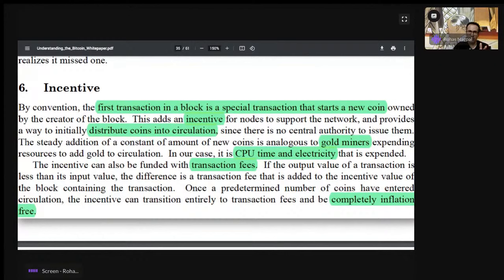This number will keep becoming half till approximately the year 2140 AD, 100 years to go. At that time, all the 21 million Bitcoins would have been generated. No new Bitcoin would happen because that number would have fallen, becoming half of half, it would go to 0. And then only transaction fees would be the revenue model. No new coins would come into the picture. And why are we giving the miners rewards? Because miners are spending CPU time and electricity. So that is the reason they are getting these rewards, and they are getting transaction fees.